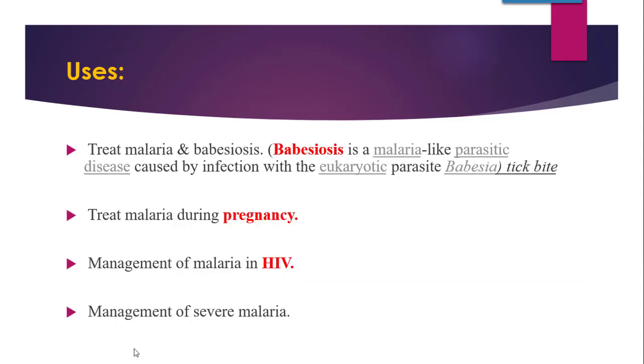Other uses than malaria and inflammation include babesiosis. What is babesiosis? It is a malaria-like parasitic disease. Malaria is caused by Plasmodium species, while babesiosis is caused by a eukaryotic parasite known as Babesia, which is transmitted by a tick bite.